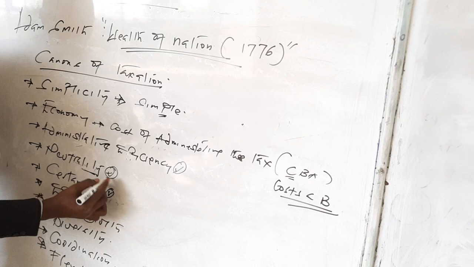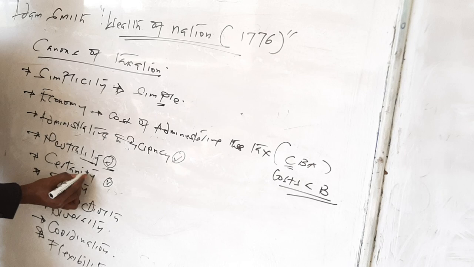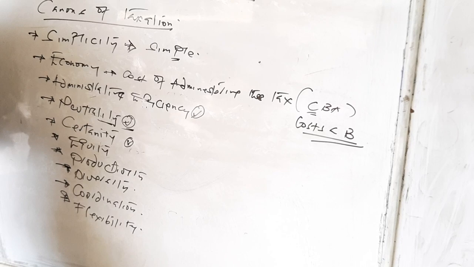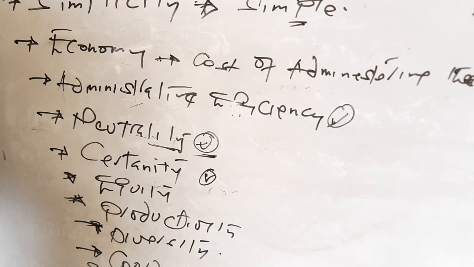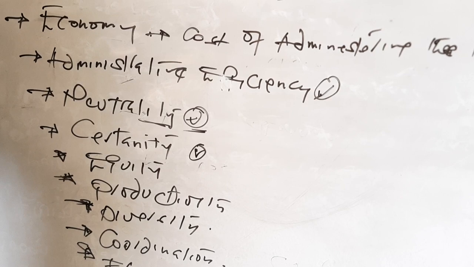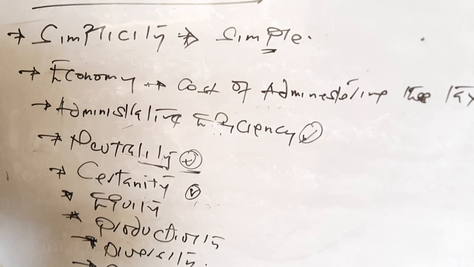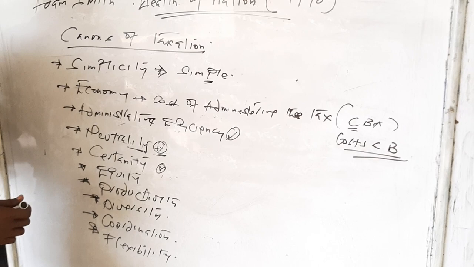How about the canon of certainty? The tax should be formulated so that taxpayers are certain of how much they have to pay and when they have to pay. The tax should not be arbitrary. The government should have reasonable certainty about the attainment of the objectives of the tax, the yield, and the extent to which it can be evaded. There should be legal information available if taxpayers need it. Therefore, certainty is essential in tax planning.